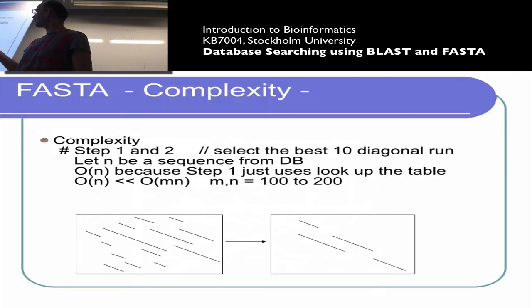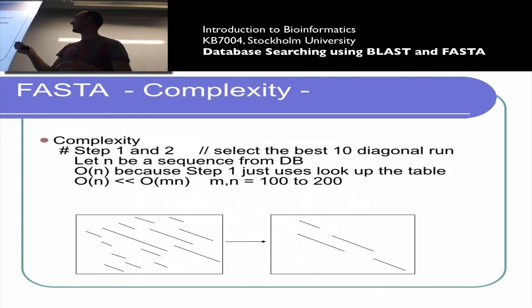Step 1 and 2 here, finding the best diagonal runs and putting them together, is only dependent on the length of the sequence. You have a lookup table. You basically take this table, find all the A's and fill them up. So it just depends on the length of the sequence. You find every position in the sequence, see what letter is there, and put the dots in the matrix. So that is of course much smaller than n times m, particularly if m is a very big database.